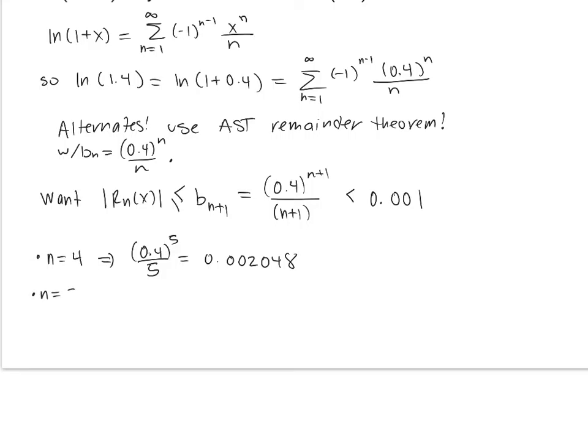So then we'll check n equals 5. And we have 0.4 now is going to be to the 6th over 6. And that comes out to be 0.123, I think, 468. My decimal might be off by one place. We got 0.4 to the 6th over 6.